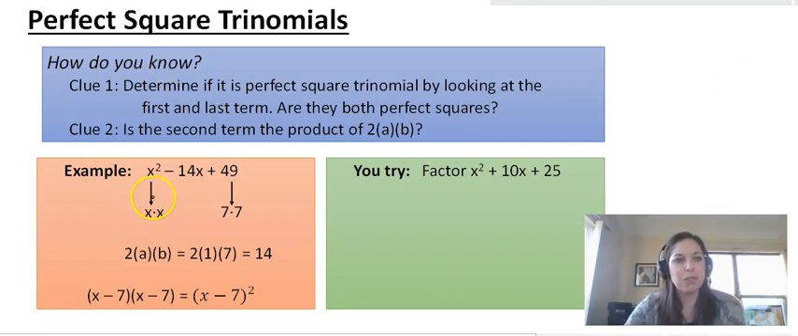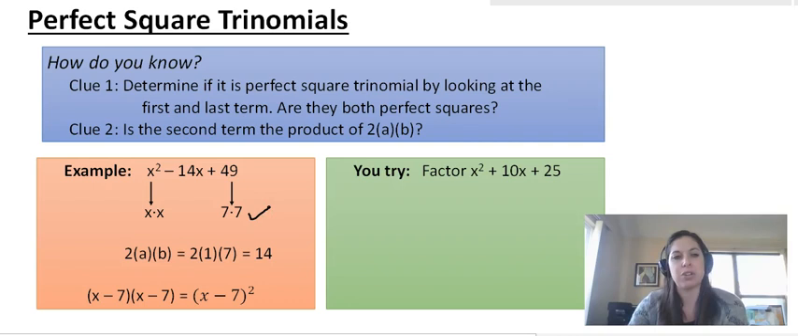And so if you look here in my example, I have x squared minus 14x plus 49. So my first term is just 1x squared. Well, x squared is the term x times x. 49 can be broken down into 7 times 7. So check one. Hits the spot. Both of those are perfect squares.